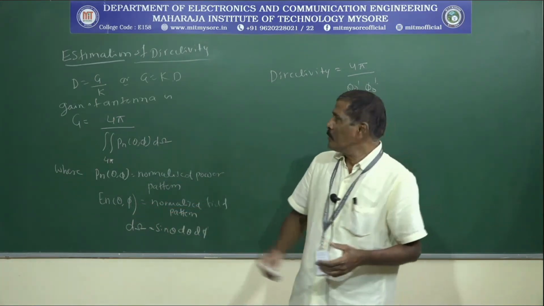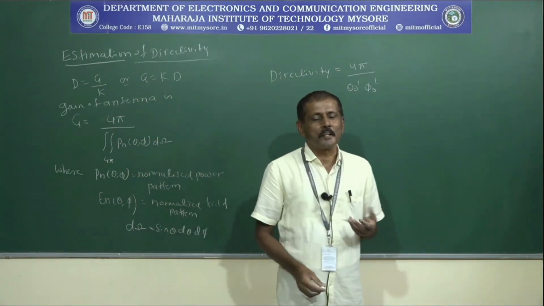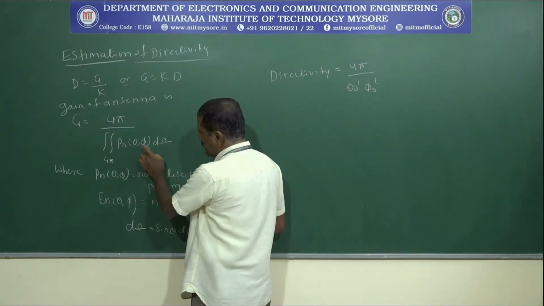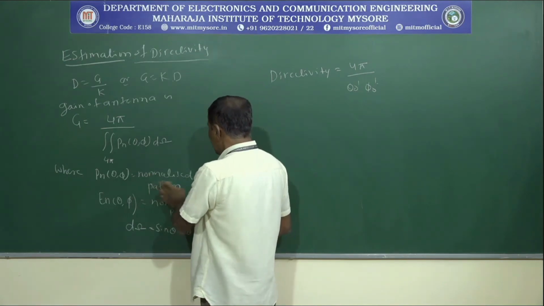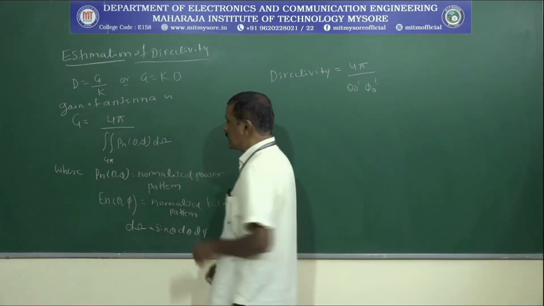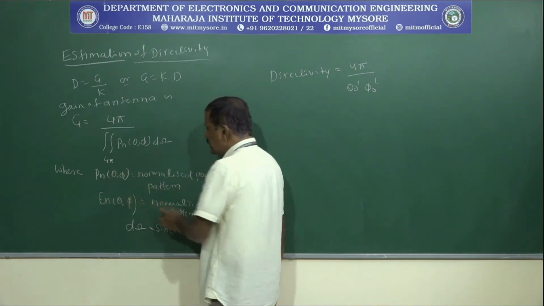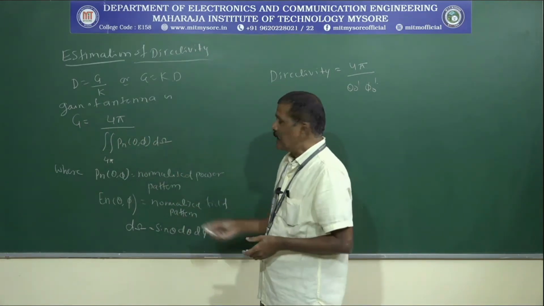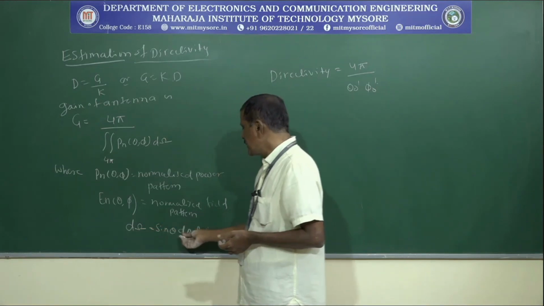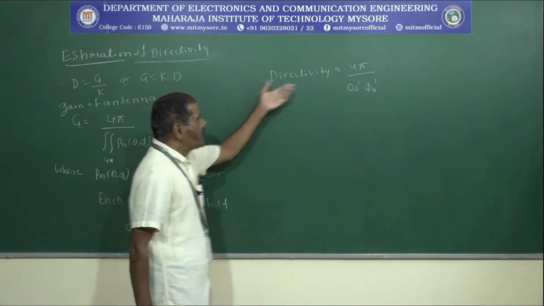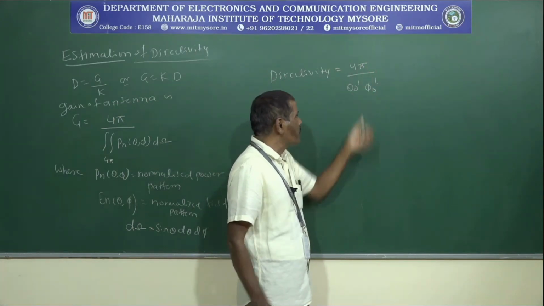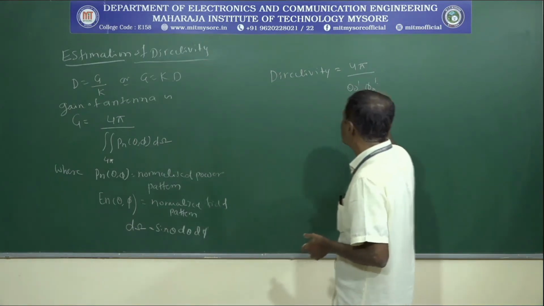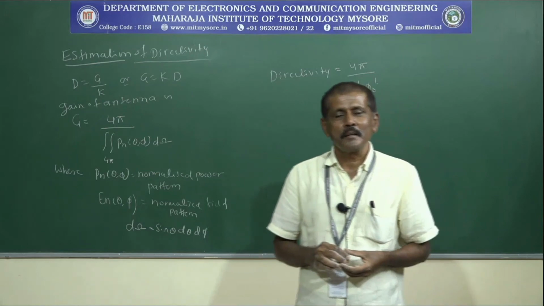It indicates that whatever this gain is, you can calculate it from the normalized power pattern or the normalized field pattern. If you substitute Pn of theta comma phi, then you are calculating the directivity from the power pattern. And if you substitute En of theta comma phi in this place, then you are calculating the gain from the field pattern. Then d omega is equal to sin theta d theta into d phi, and the directivity can be calculated from the equation 4 pi divided by theta 0 dash and phi 0 dash, where theta 0 dash and phi 0 dash are the half power beamwidth points.